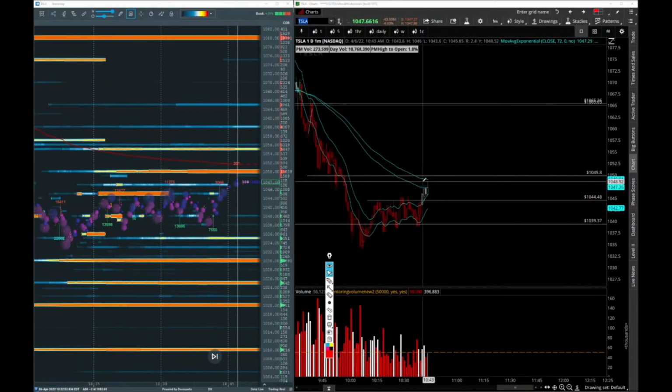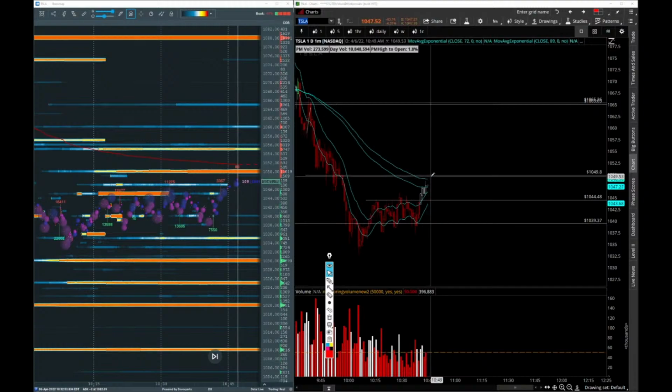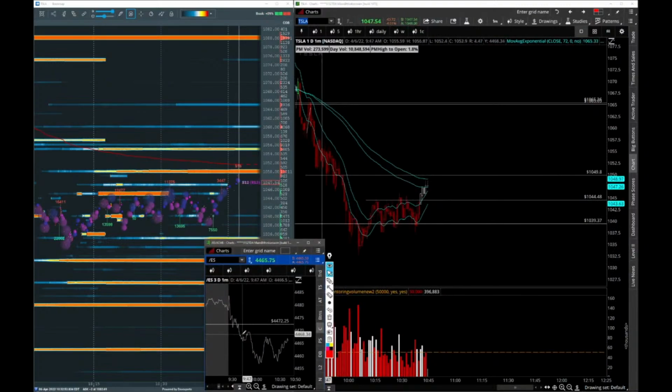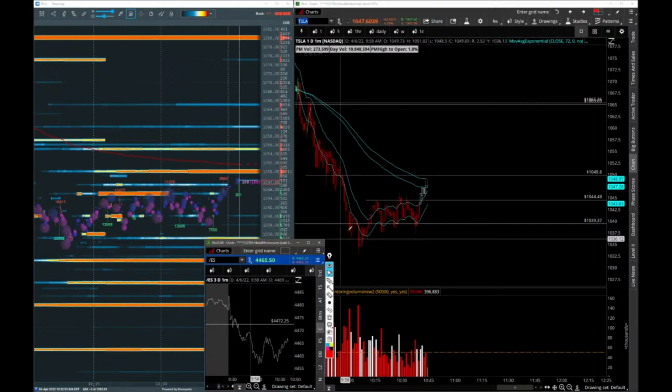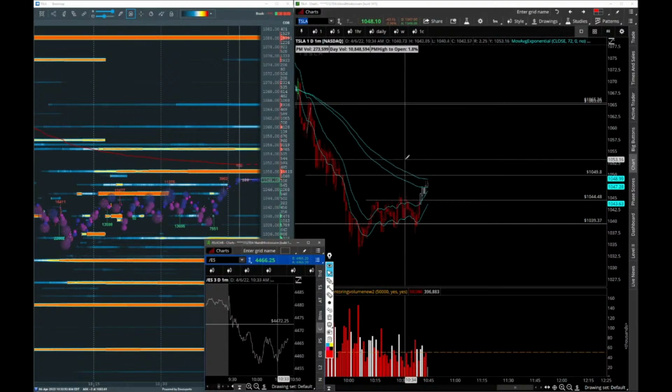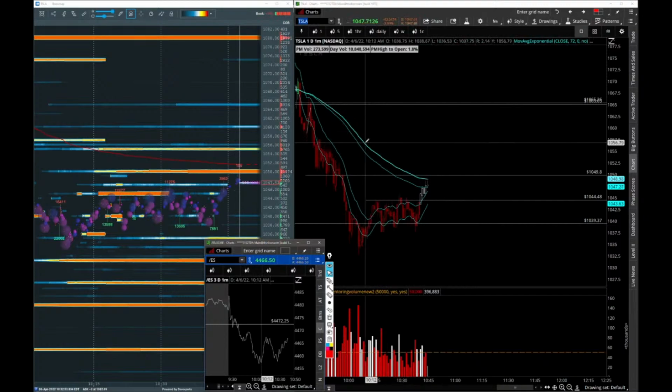All right, push to the 1048, 1050. Yes, it's still grinding. Previous resistance over here, 1066, 4466, 4467 on ES. So this is what I'm watching, this previous resistance, right? Let's wait over here on Tesla. We have all time, so let's not anticipate over here a trade. Let's see how it reacts at 1050.